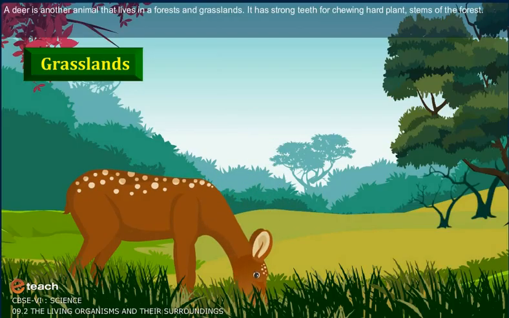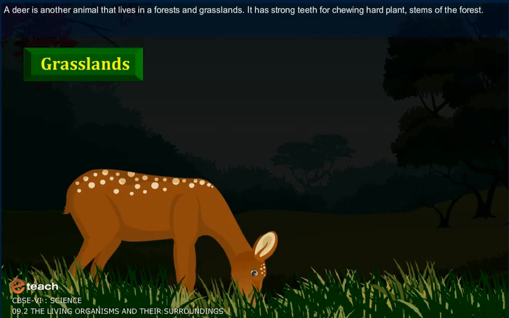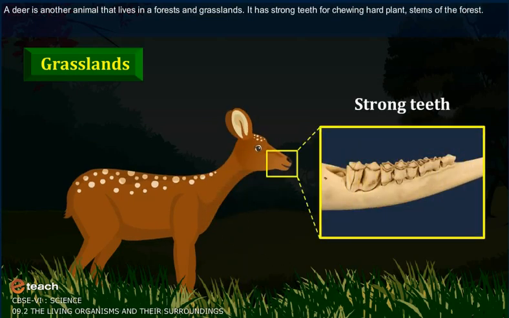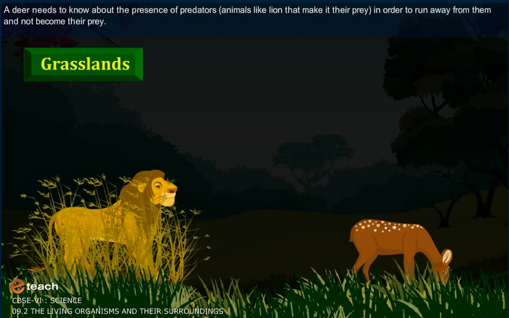A deer is another animal that lives in a forest and grasslands. It has strong teeth for chewing hard plant stems of the forest. A deer needs to know about the presence of predators, animals like lion that make it their prey, in order to run away from them and not become their prey.